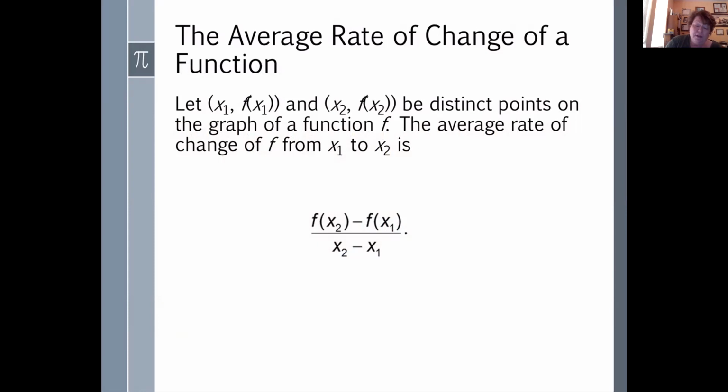And sometimes you'll see us write this as delta y over delta x. That is the Greek letter delta. When we use a delta in mathematics, it means the change. So delta y over delta x, sometimes we write it that way. So the change in y over the change in x is the change in the value of the function, the output, over the change in the input.